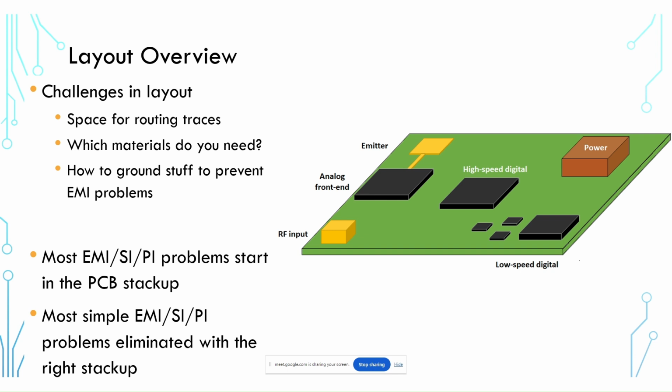So most of the EMI, SI, PI problems that appear in mixed signal systems tend to start in the PCB stackup, and then related to the stackup is, of course, grounding. Within the stackup, you assign layers for signal and for ground. Sometimes you assign them for power if you're dealing with a power system. Many of the simpler problems can be eliminated with the right stackup, and through the stackup, the right selection of grounding and places to route signal.